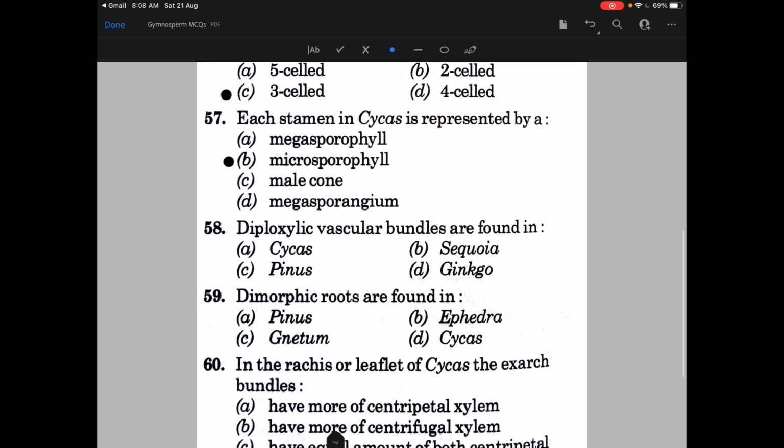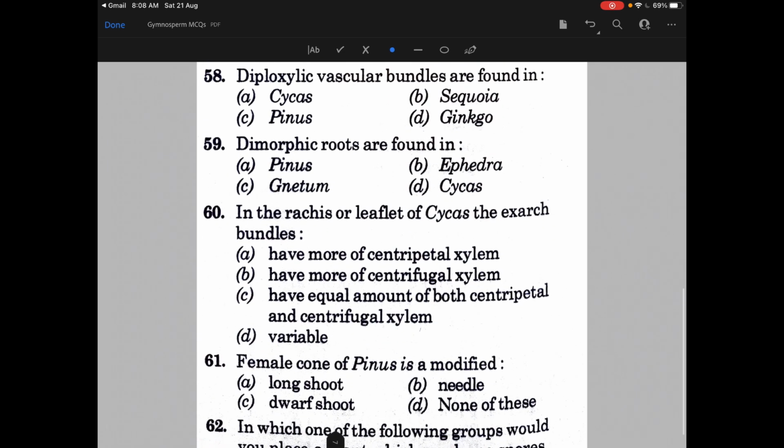Next, the diploxylic vascular bundles are found in dash, the answer is A, that is Cycas. Next, dimorphic roots are found in dash, the answer is D, that is Cycas. Next, in the rachis or leaflet of a Cycas, the exarch bundle is dash. Choose the following. The answer is A, have more centripetal xylem.